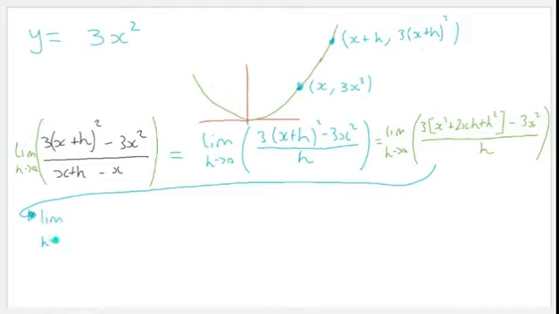And then we have the limit as h tends to 0. If we expand out the bracket, we get 3x squared plus 6xh plus 3h squared, all minus 3x squared, and that's divided by h. And then where can we go from here?